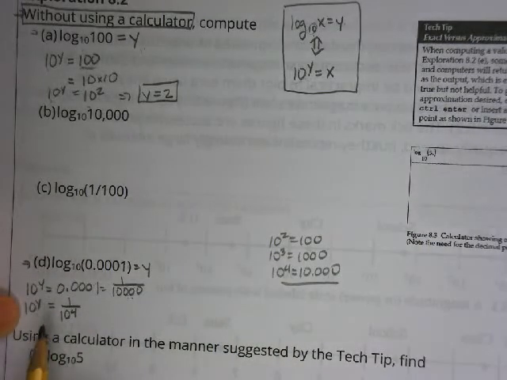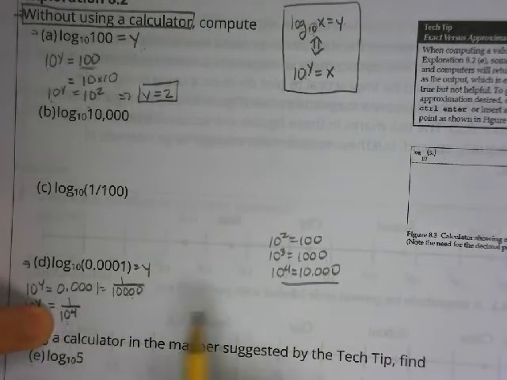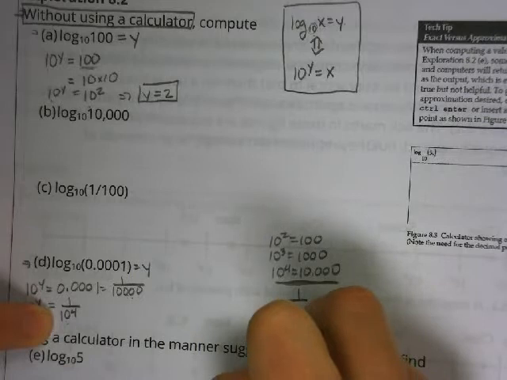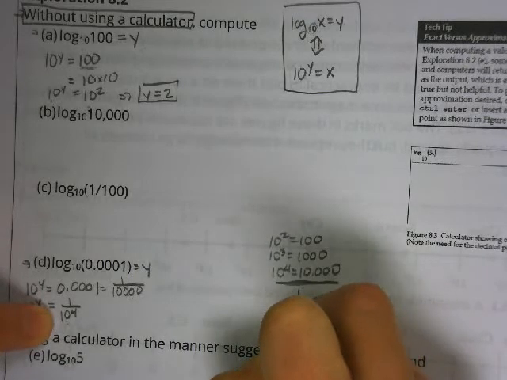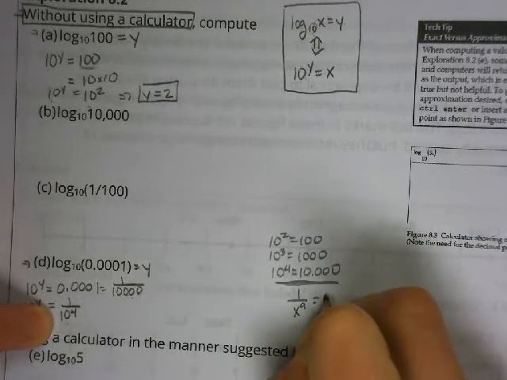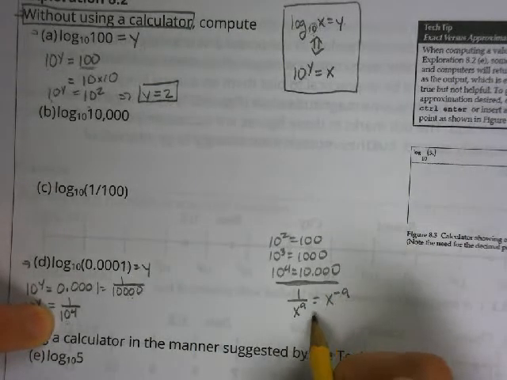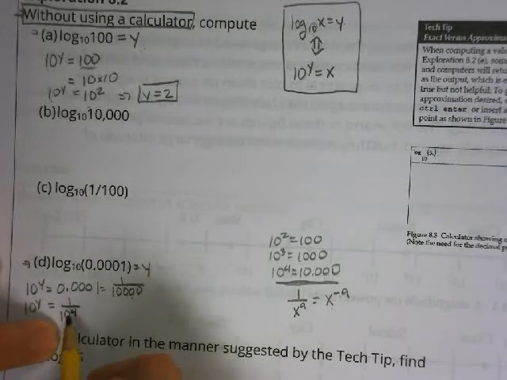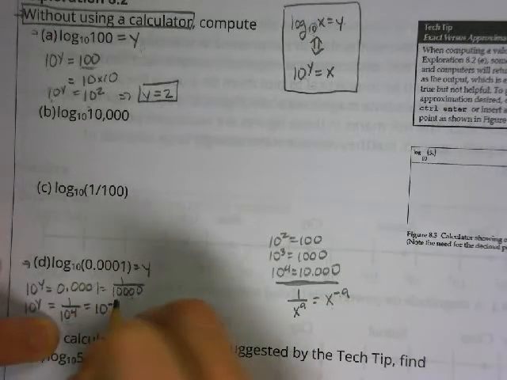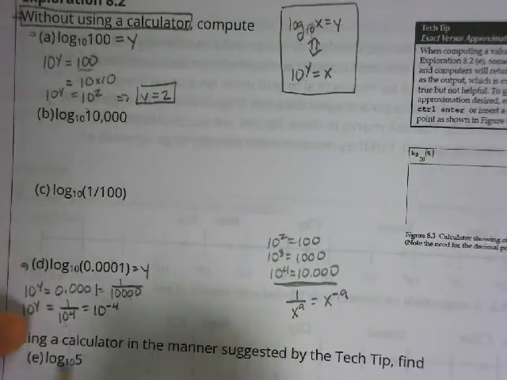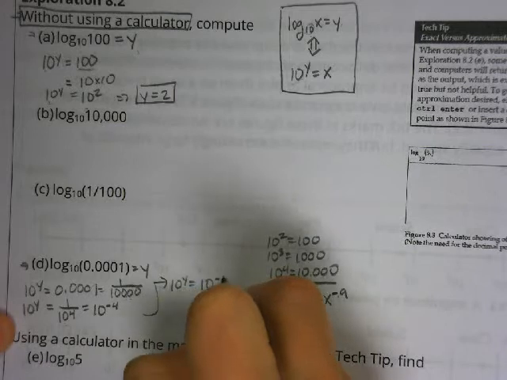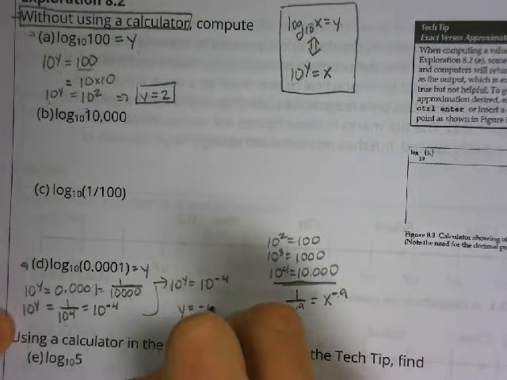I still don't have exactly what I want because my 10 to the power of something is in the bottom of this fraction. But there's a rule with exponents. Whenever you have 1 over a number to the power of a number, so 1 over x to the a, is the same thing as x to the negative a on top. So you can bring it on top, but just do your exponent as a negative. So I'm going to rewrite this as 10 to the negative 4. So now I have 10 to the y on the left and 10 to the negative 4 on the right. So my y is equal to negative 4. And I'm done.